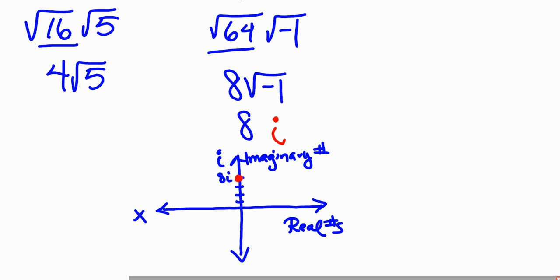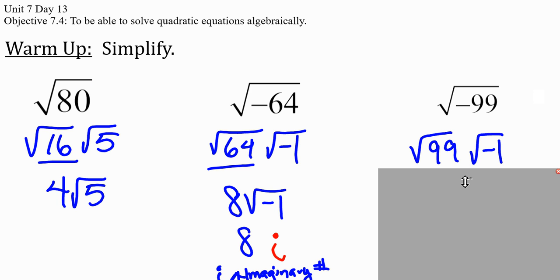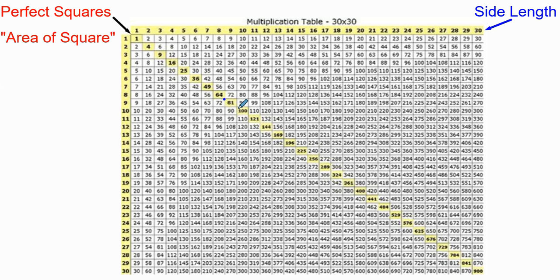So we've got one more problem to take a look at. And we've got the square root of negative 99. Again, we want to make it look like our first problem, the square root of 80. So we can rewrite that as the square root of 99 times the square root of negative 1. Focus on that square root of 99. Go to your perfect squares list. Remember, 99 is going to fall here. Work your way back to find the largest perfect square factor.